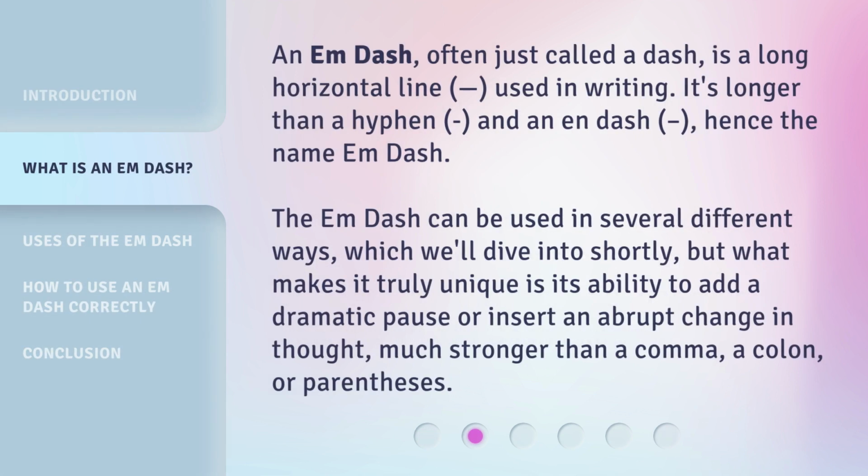An M dash, often just called a dash, is a long horizontal line used in writing. It's longer than a hyphen and an N dash, hence the name M dash. The M dash can be used in several different ways, which we'll dive into shortly. But what makes it truly unique is its ability to add a dramatic pause or insert an abrupt change in thought, much stronger than a comma, a colon, or parentheses.